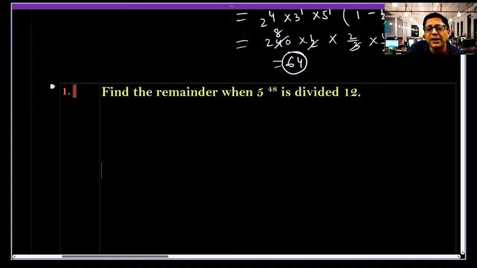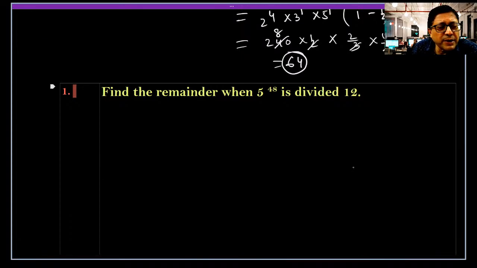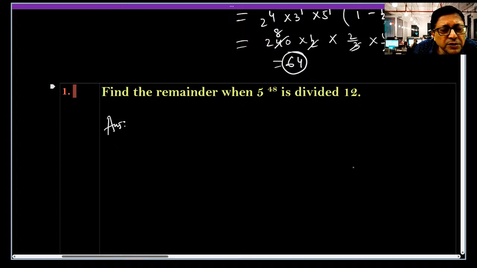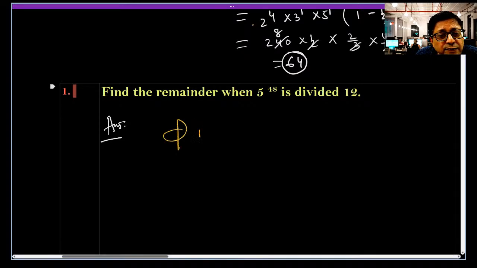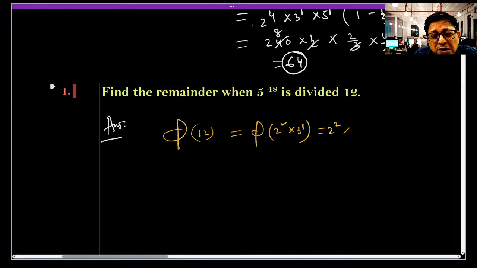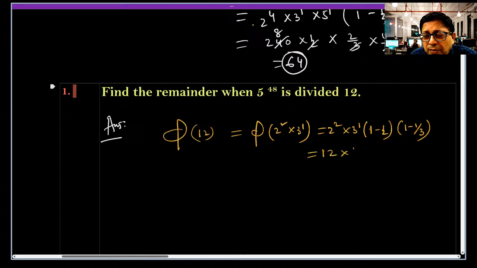Find the remainder when 5 to the power 48 is divided by 12. See the approach? Here I am going to apply Euler's theorem. Let us find phi 12. 12 is 2 square into 3 to the power 1, so 12 times 1 minus half, 1 minus 1/3, which is 12 times half times 2/3. So this is equal to 4. Okay, so phi 12 is 4.